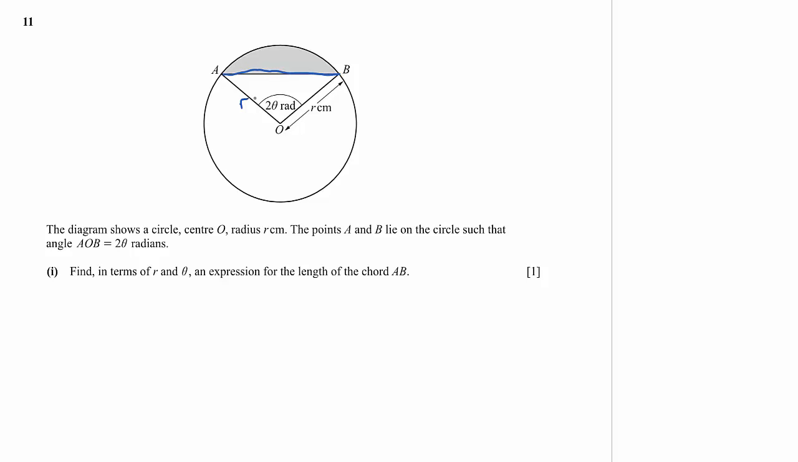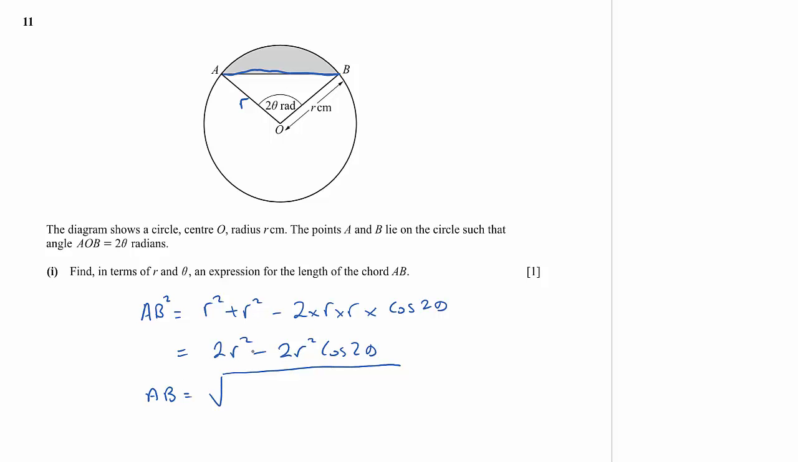So if this is r, then what we probably need to do is use the cosine rule. And so we can say that AB squared would be equal to r squared plus r squared minus 2 times r times r times cos 2 theta. So that's going to be 2r squared minus 2r squared cos 2 theta. And therefore AB is going to be the square root of that.